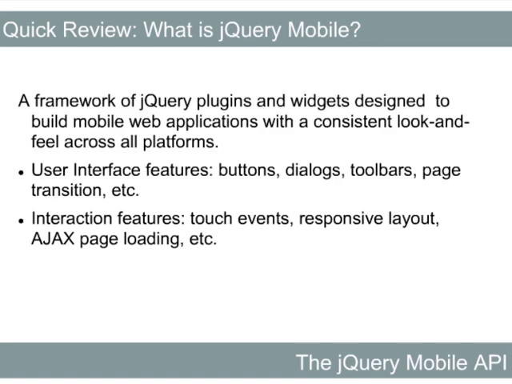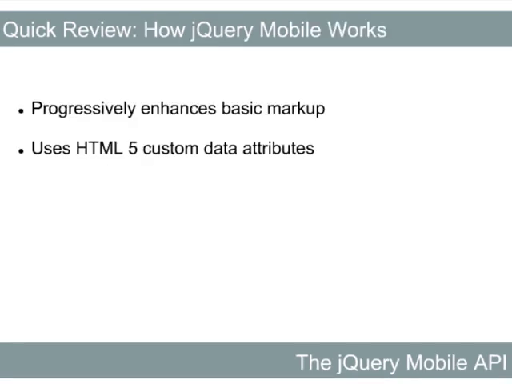so it can handle page transitions and so forth. One of my favorite things about jQuery Mobile is this slide here. Basically, what you do to work with jQuery Mobile is you write your semantic markup. You apply some HTML5 data attributes to it, and jQuery Mobile does all of the work for you. That's the out-of-the-box functionality of jQuery Mobile, and it's pretty simple and straightforward.